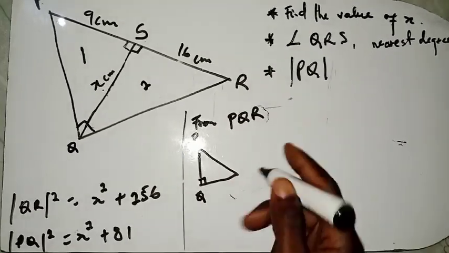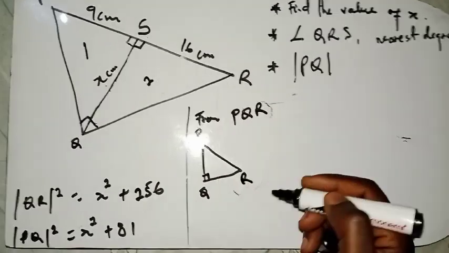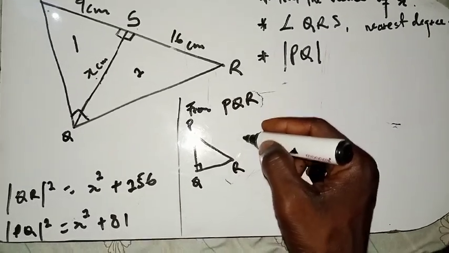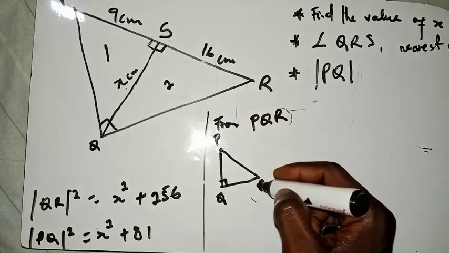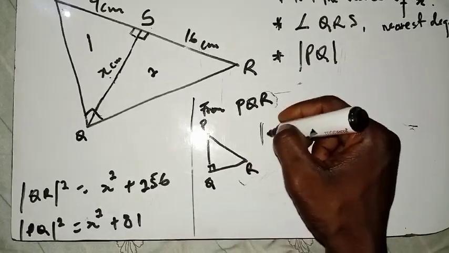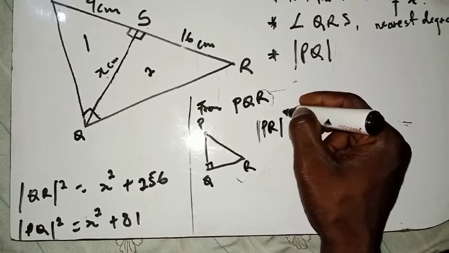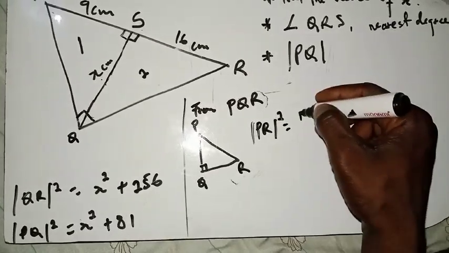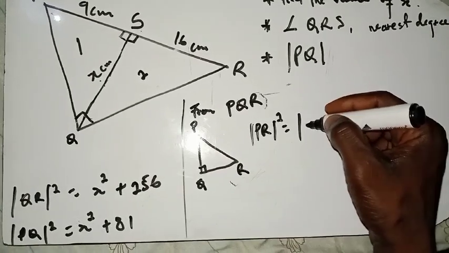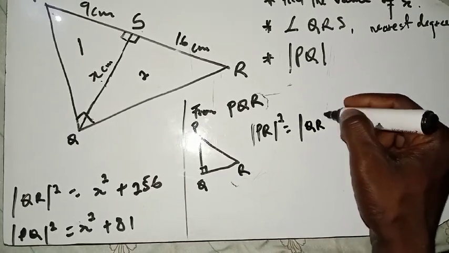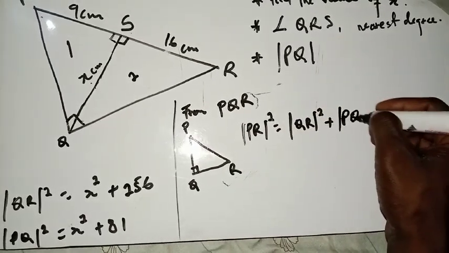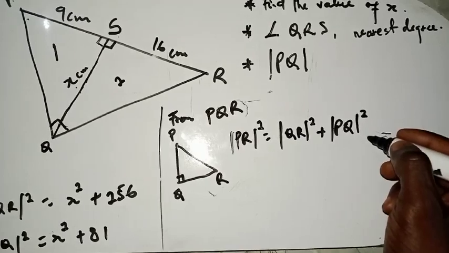This one should be R, right? So the longest side is going to be the hypotenuse. So here we have our hypotenuse here. So are you okay? You can always redraw this for a better or clearer understanding. So the hypotenuse, the length of PR squared, is going to be the adjacent plus the opposite. So that is going to be QR square plus PQ square. So everything here goes down to the Pythagoras theorem.